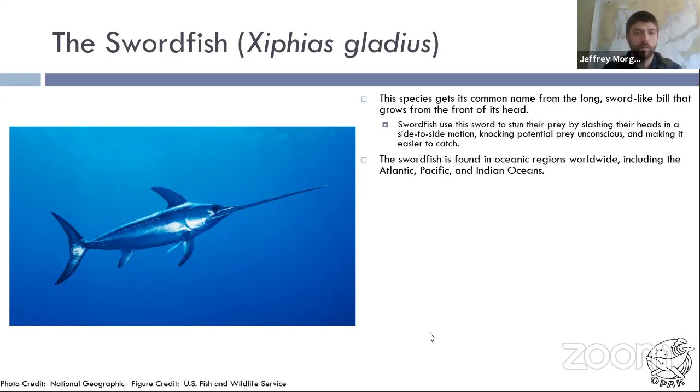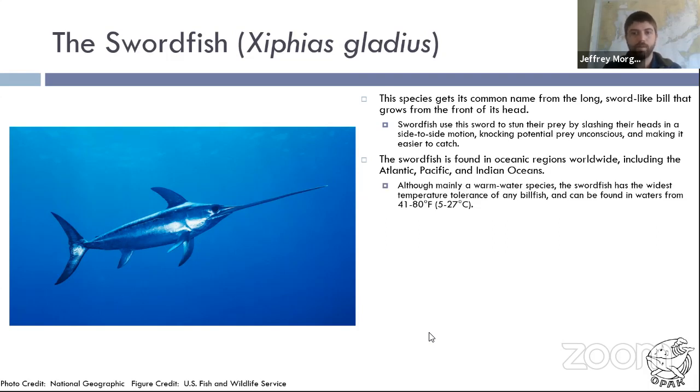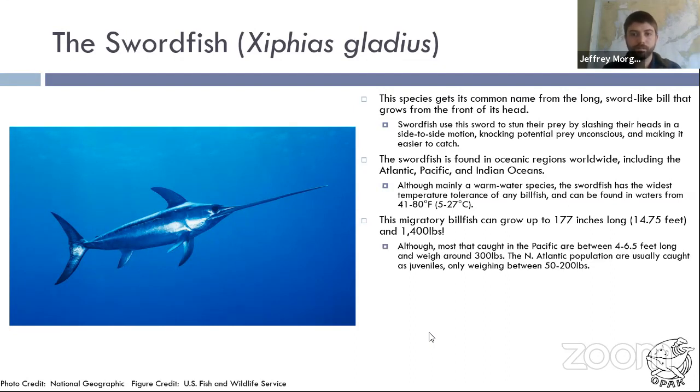Swordfish are found all around the world, but mostly in warmer waters. And they are migratory fish, just like our tuna. If left alone, these swordfish can get giant, up over 14 feet and close to 1,400 pounds. But typically when they're caught in the Pacific, they're between 47 and 75 inches and around 300 pounds. The Pacific swordfish are larger than the Atlantic swordfish, Mediterranean swordfish.